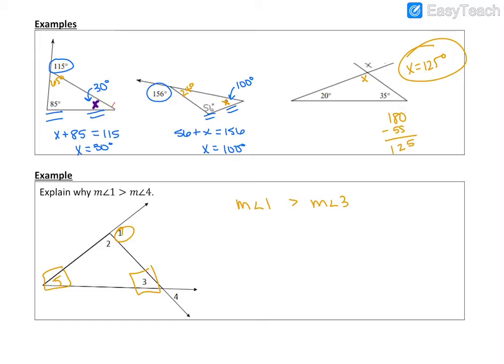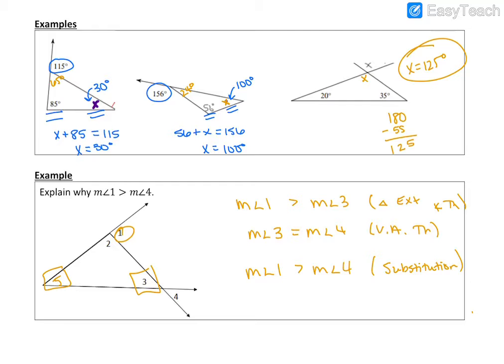So that is kind of an extra from the triangle exterior angle theorem. We also know that the measure of angle 3 has to equal the measure of angle 4 because those are vertical angles. So the vertical angle theorem tells you that those are the same. Then with substitution, you can say that the measure of angle 1 has to be bigger than the measure of angle 4, since 4 and 3 are the exact same, and you're just using substitution there. And that's how you would explain that the measure of angle 1 is larger than the measure of angle 4.